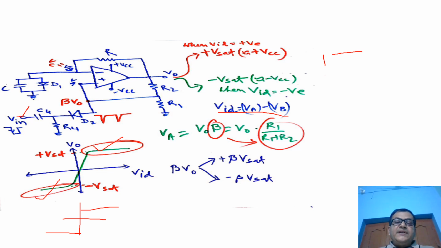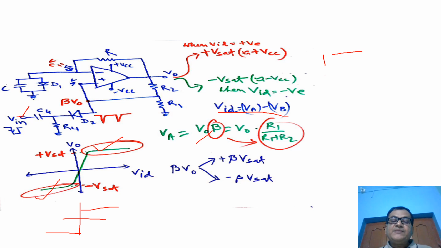Now let us see how it is working. One more thing: as the output voltage could be either plus V set or minus V set, we have already discussed that the voltage of this point, Va, is beta into V naught. As V naught could have two values, plus V set or minus V set, this value will also change accordingly. This is the important thing.